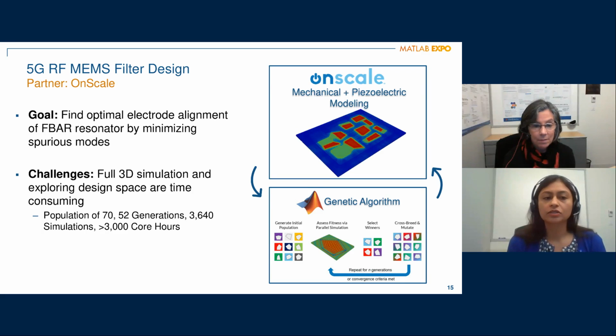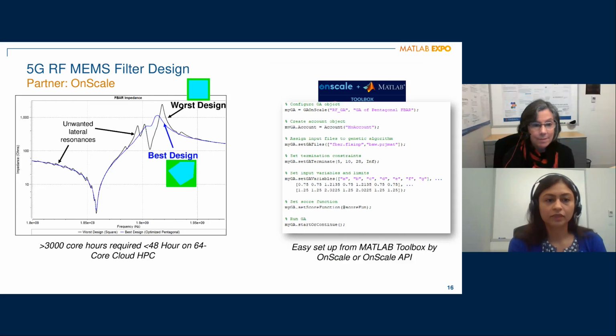Now, what we did was we integrated MATLAB's genetic solver directly with their solver, with the OnScale solvers. And that made it possible to directly drive the simulations from MATLAB. And we wanted to find an optimal solution, optimal electrode alignment. And we found that. Let's go to the next one.